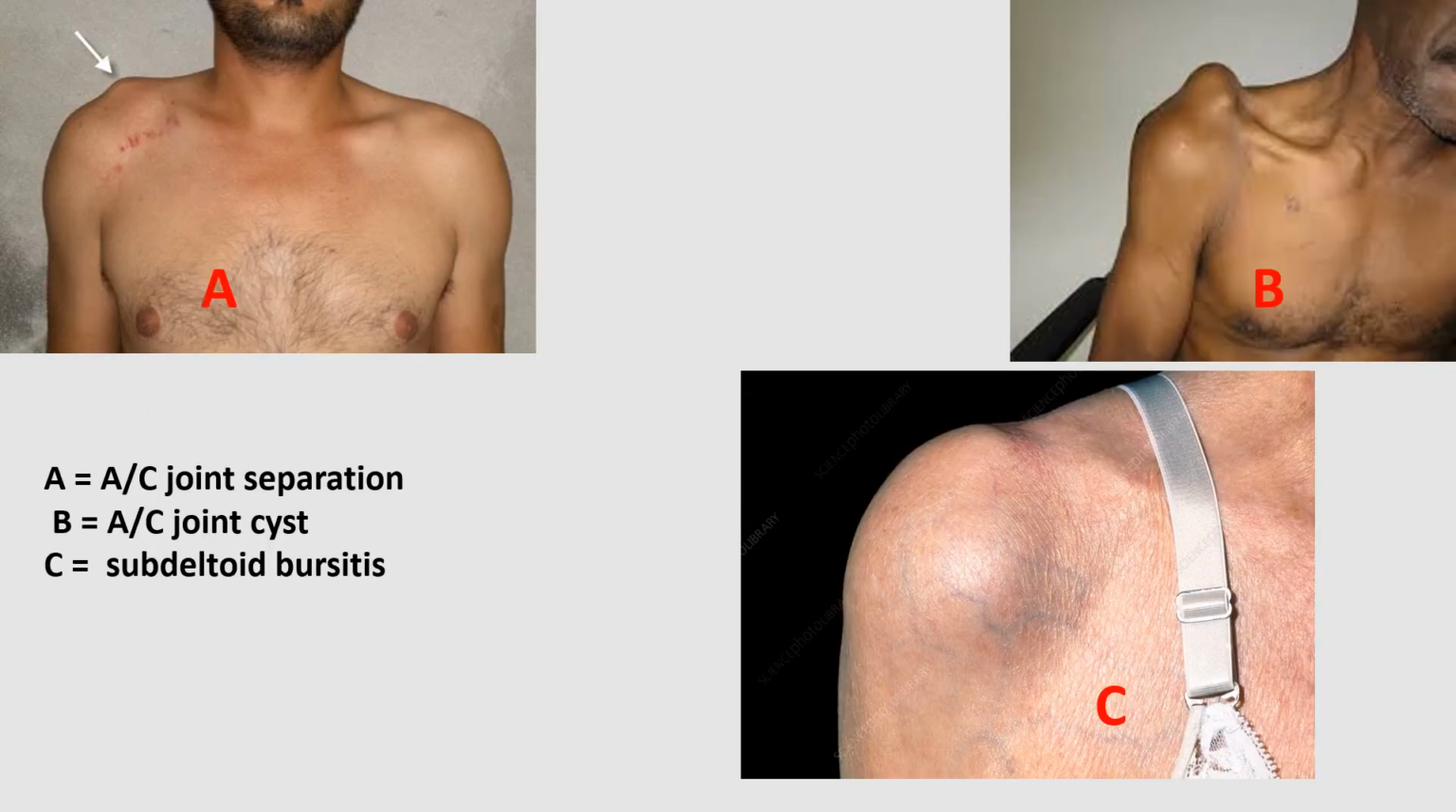First, start with where the mass is. In A and B, it is over the AC joint line, and once again, palpation is your friend. Is the mass fluctuant or not? If not, it is unlikely to be fluid, leaving fibrous cysts, lipoma, or in this case, bone.